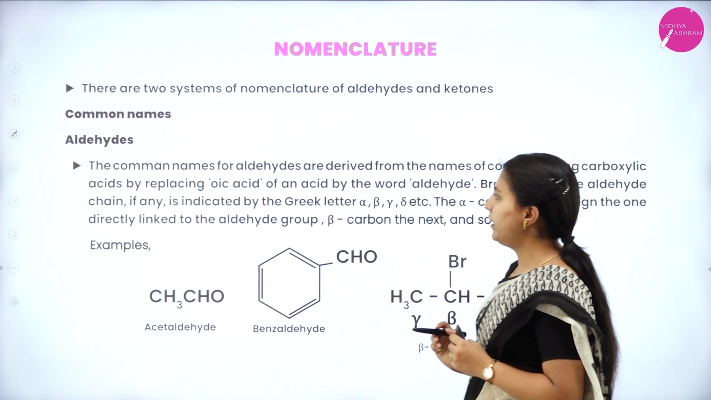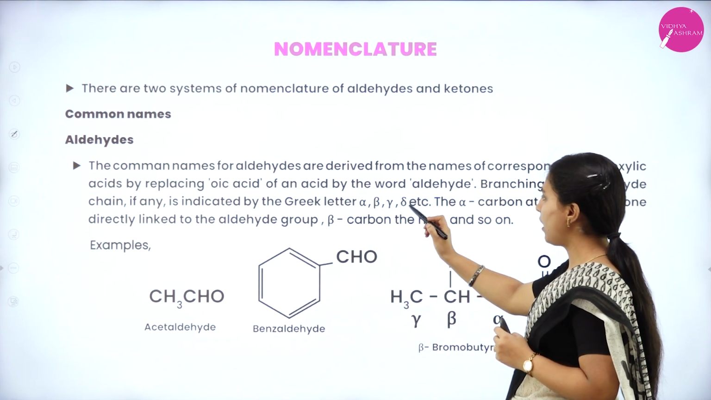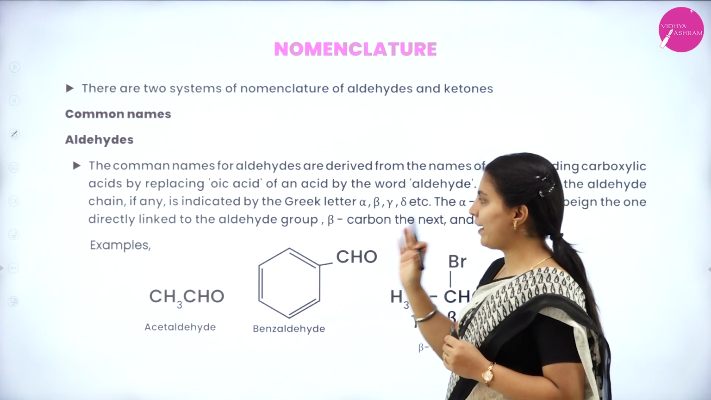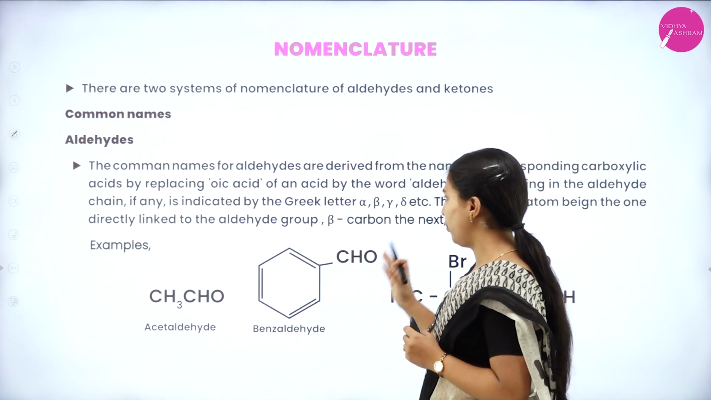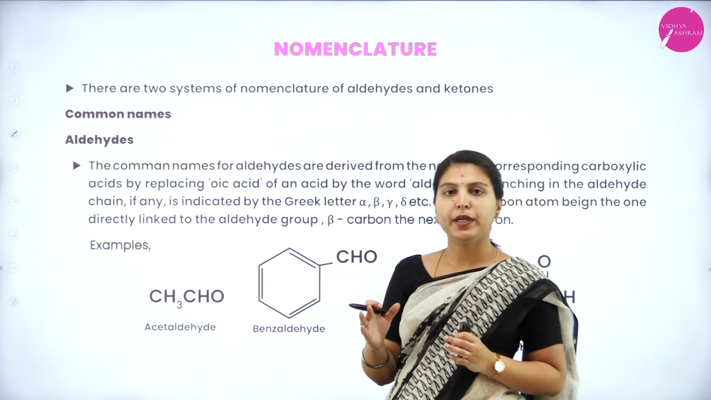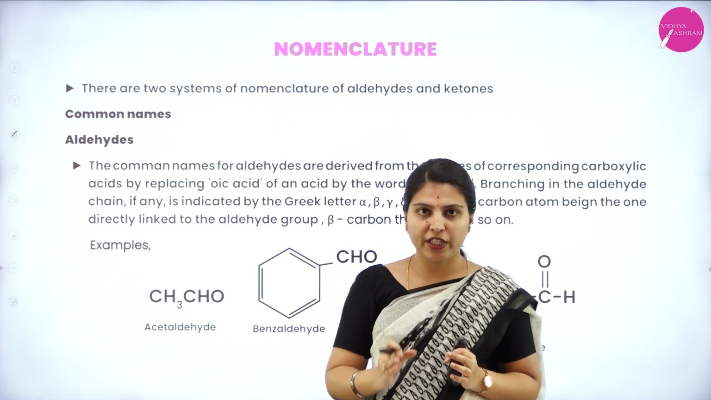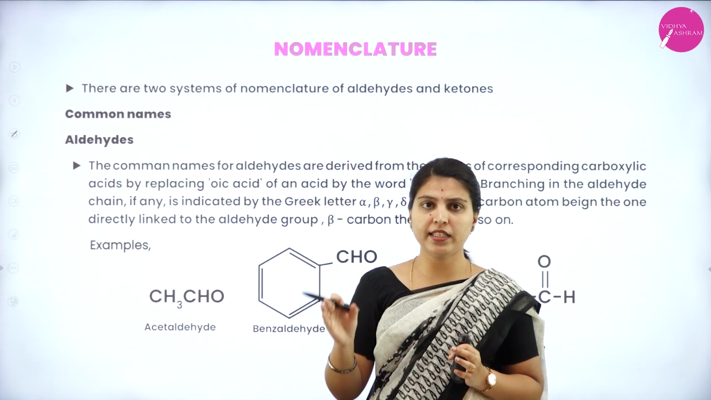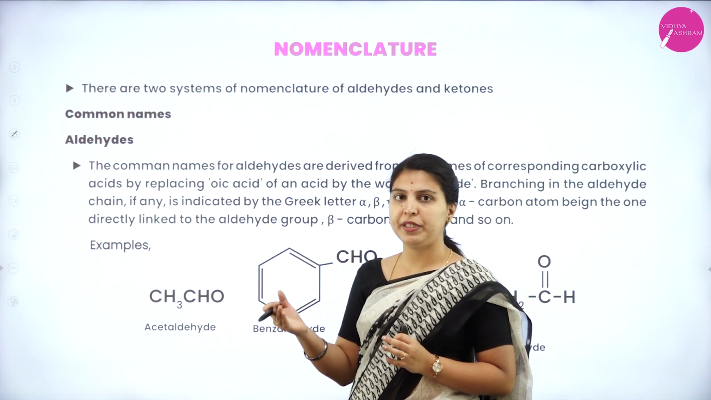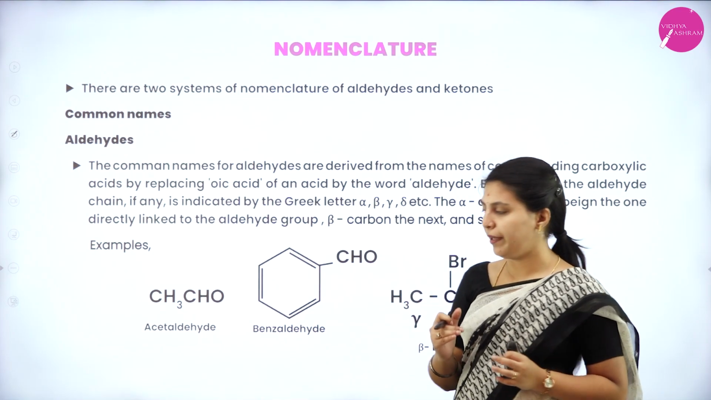Branching in the aldehyde chain, if any, is indicated by the Greek letters alpha, beta, gamma, delta, etc., the alpha carbon being the one directly linked to the aldehyde group, the beta carbon next, and so on. The carbon attached directly to the carbonyl group is recognized as alpha, the next is beta, then gamma, then delta. You have to name it like that.